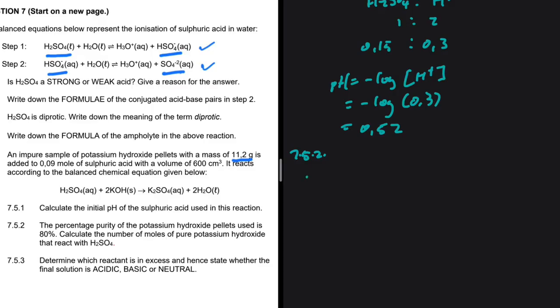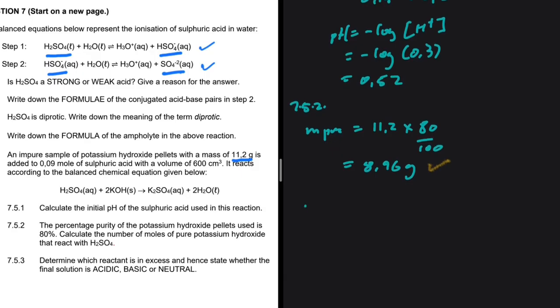So we have the mass of pure, which will be 11.2 multiplied by 80%. Right. So 11.2 multiplied by 80% is 8.96 grams. So this is the mass of potassium hydroxide. That is the mass of the pure potassium hydroxide. So with this mass, we can then find the number of moles with ease.